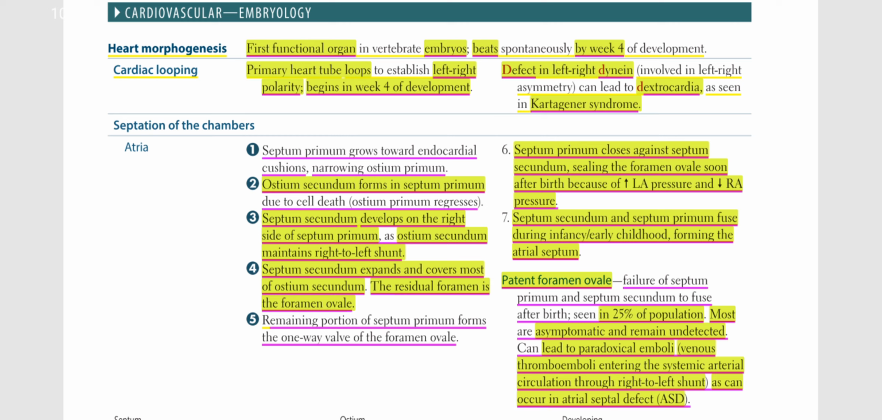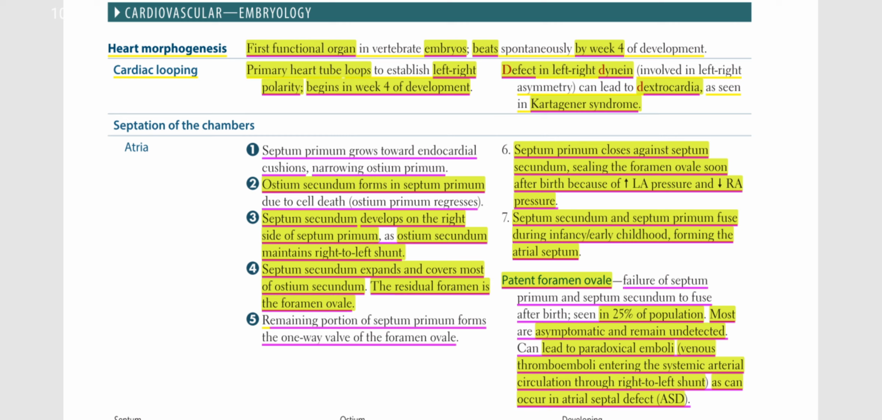The septum secundum expands and covers most of the ostium secundum. The residual foramen is the foramen ovale. The remaining portion of the septum primum forms the one-way valve of the foramen ovale. The septum primum closes against the septum secundum, sealing the foramen ovale soon after birth because of increased left atrial pressure and decreased right atrial pressure. The septum secundum and septum primum fuse during infancy or early childhood, forming the atrial septum.